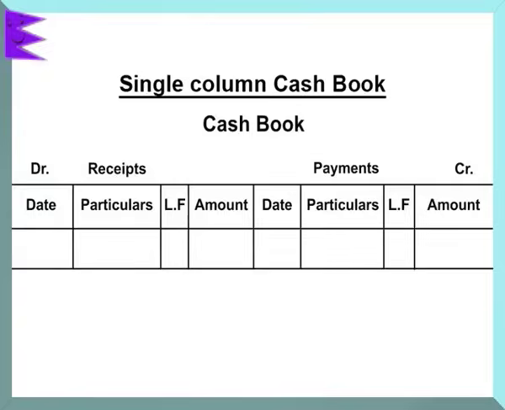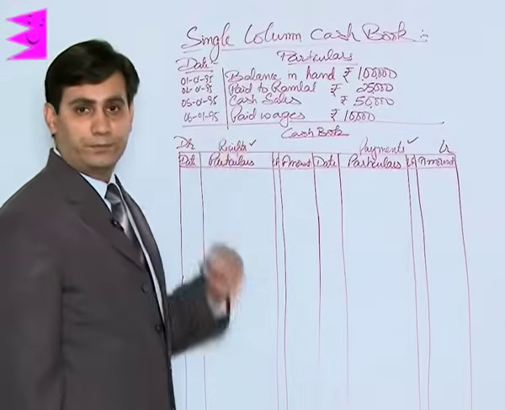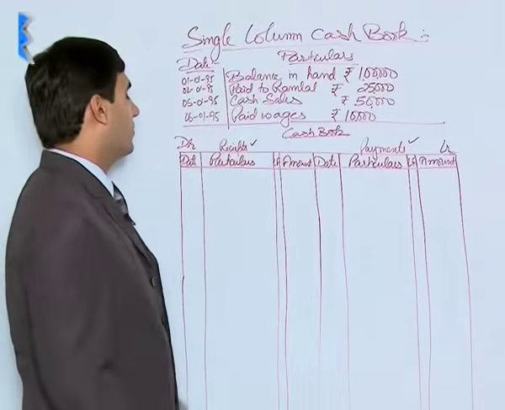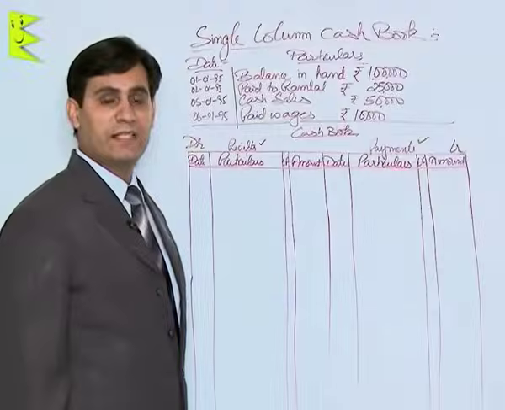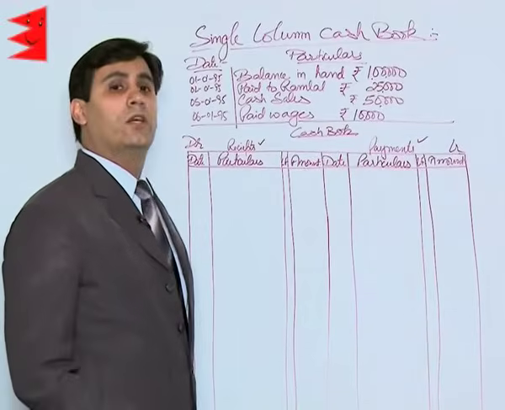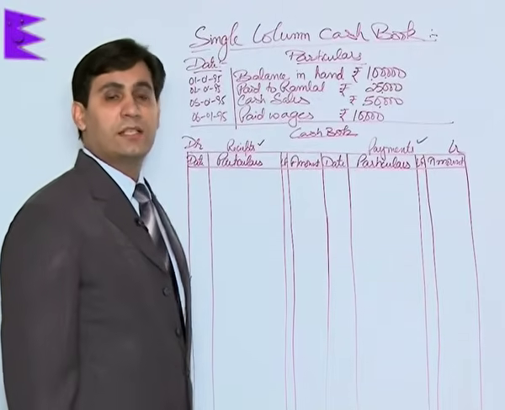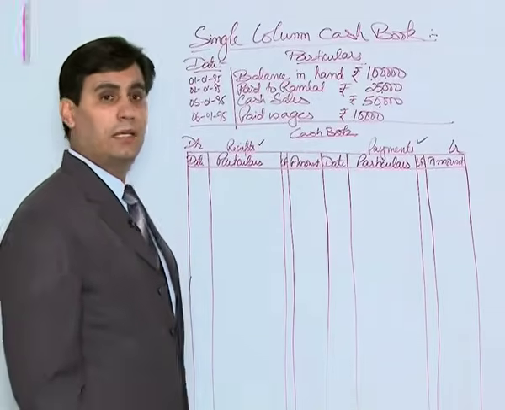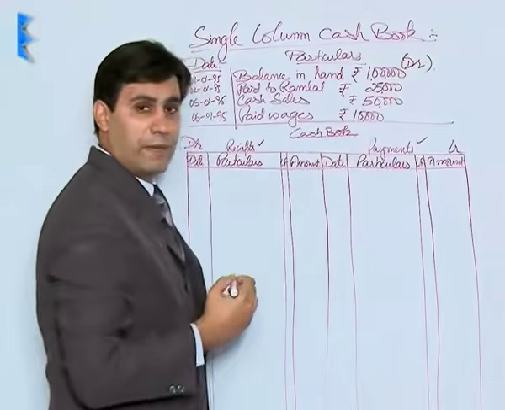Now students, let us make a cash book for these four transactions mentioned here. Now the first transaction that we have is on 1st January 1995, balance in hand. Now students, what does this imply? It implies that we have a cash balance of rupees 1 lakh in our hand from the previous accounting period. So now cash is an asset. Like all assets, cash has debit balance.